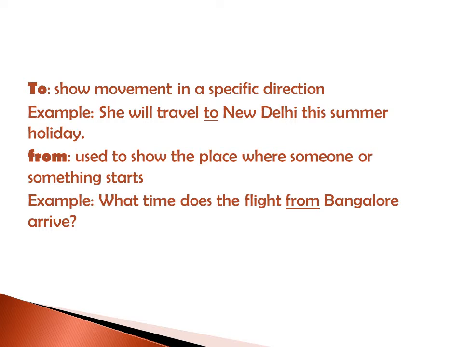Let us see a few examples, meaning with a few sentence examples. The first one here is "to", to show movement in a specific direction. For example, she will travel to New Delhi this summer holiday.